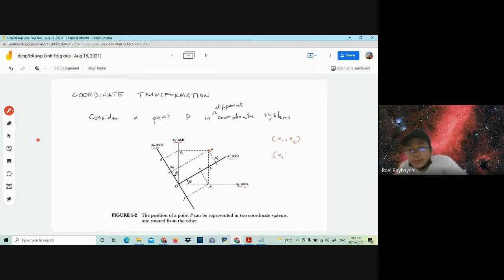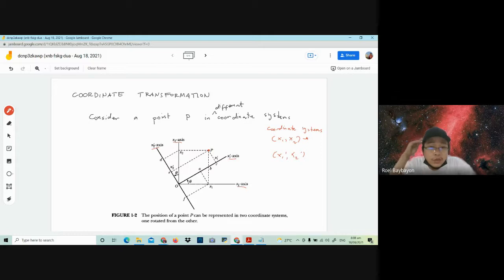Okay? So I have two different coordinate systems. I have the x1, x2 coordinate system and the x1 prime, x2 prime coordinate system. So I have two. This is my x1, x2 coordinate system. Coordinate systems.